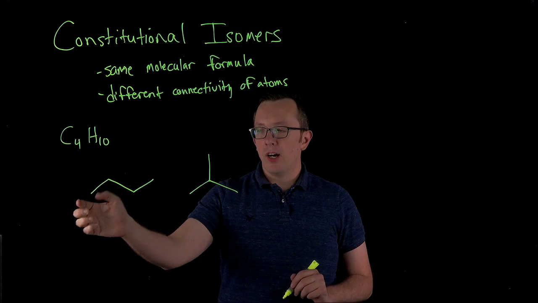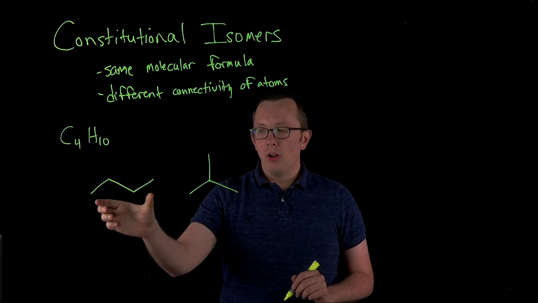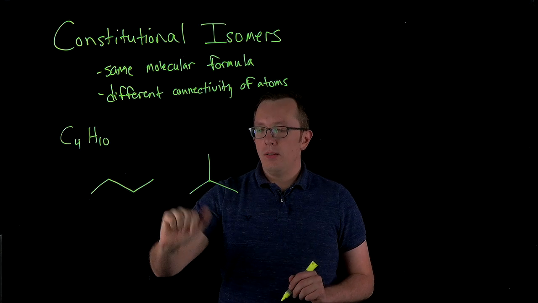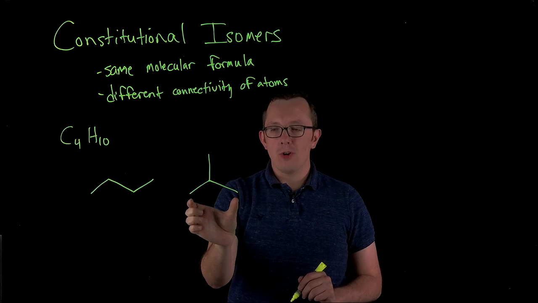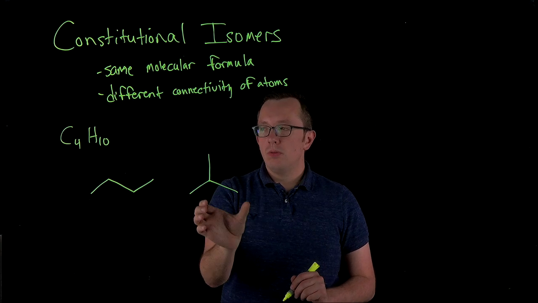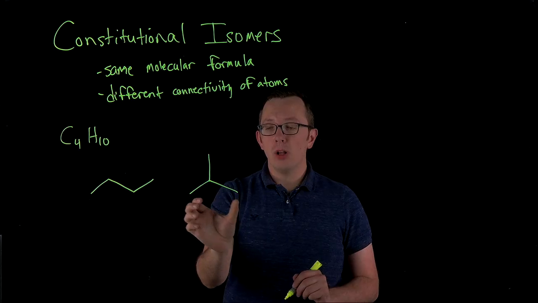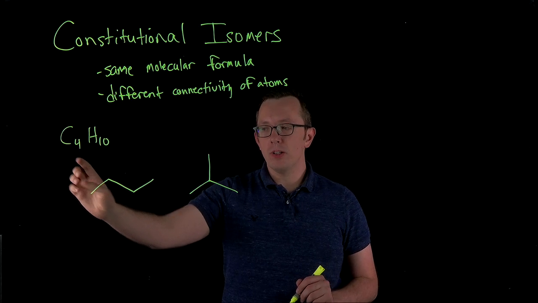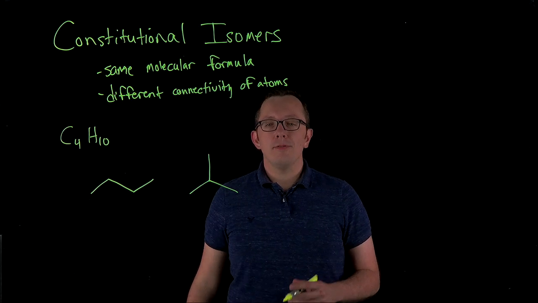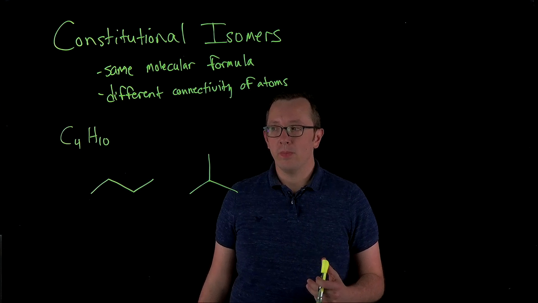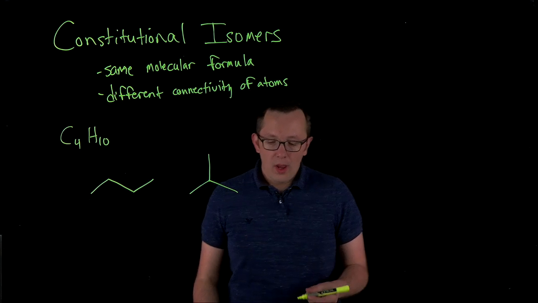The carbon-carbon bonds that are present here are all in a chain. Here they're branched. It's more star-like here. So these two molecules are different molecules themselves. Even though they have the same molecular formula, they have different structures and they're going to have different chemical properties.